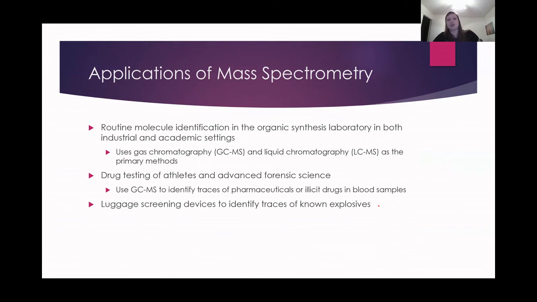Mass spectrometry is very useful to us. It is probably the least useful thing that you will do in terms of IR, NMR, and mass spec, but it's actually very, very useful to us in things like forensic science, as well as luggage screening and routine molecular identification, both in protein sequencing as well as simple organic molecules.